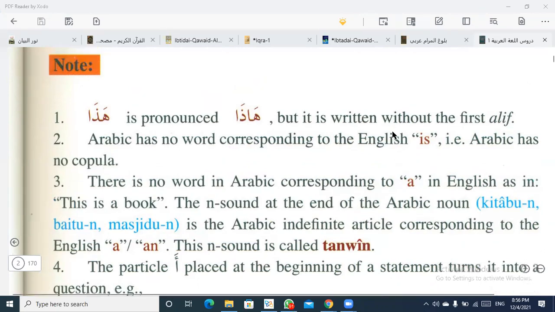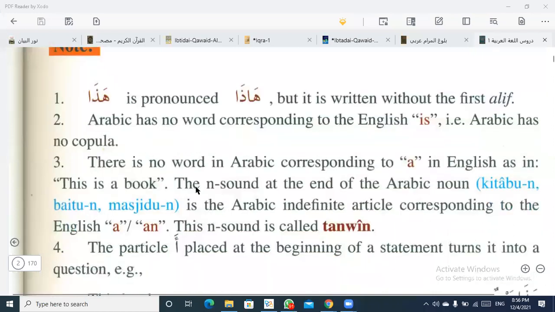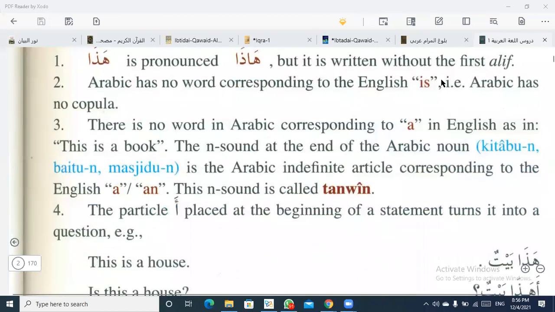Okay, all right. Now unmute. Now mute your mic and read this second point. Arabic has no word corresponding to the English is. Arabic has no copula. Number three, there is no word in Arabic corresponding to a in English, as in this is a book. The end sound at the end of the Arabic noun, kitabun, baitun, masjidun, is the Arabic indefinite article corresponding to the English a, and this n sound is called tanwin.